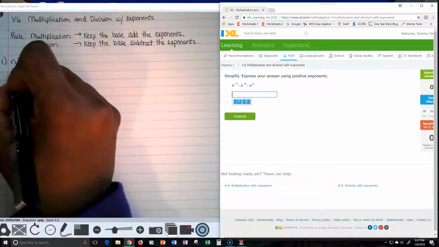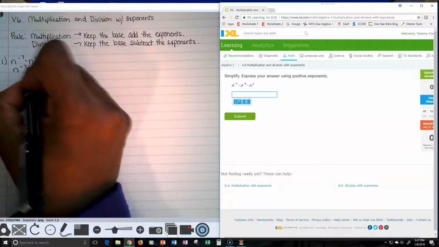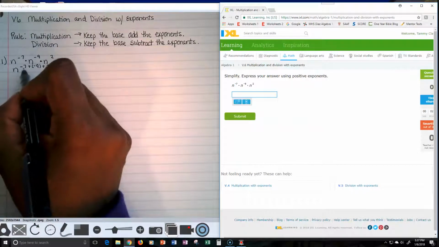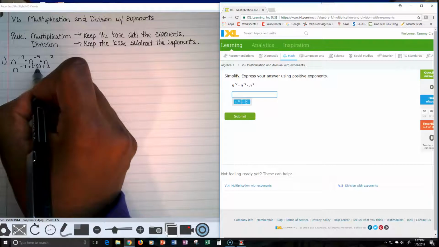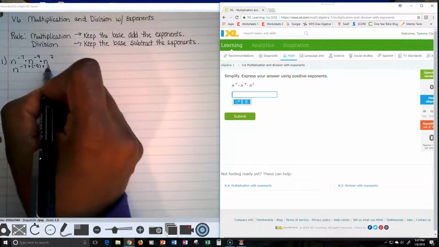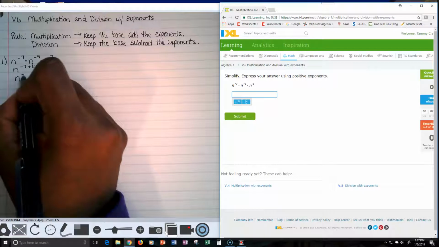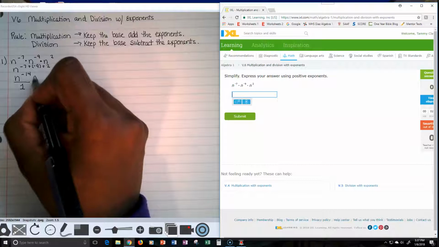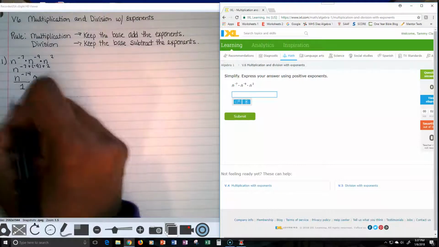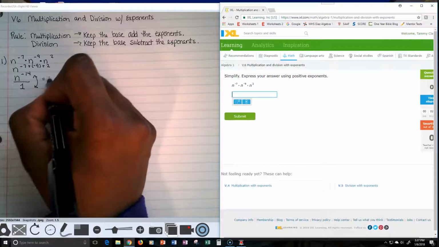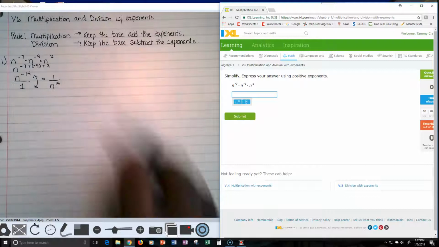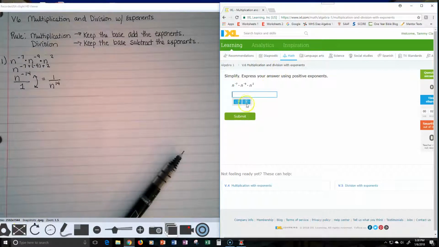So we've got n, which is our base, negative 7 plus negative 9 plus 2. Well, negative 7 plus negative 9 is negative 16. Negative 16 add 2 is negative 14, so that would be n to the negative 14th. But again, we're writing these as positive exponents, so we have to flip this over, and that gives us n to the 14th under 1. So 1 over n to the 14th power is our answer.